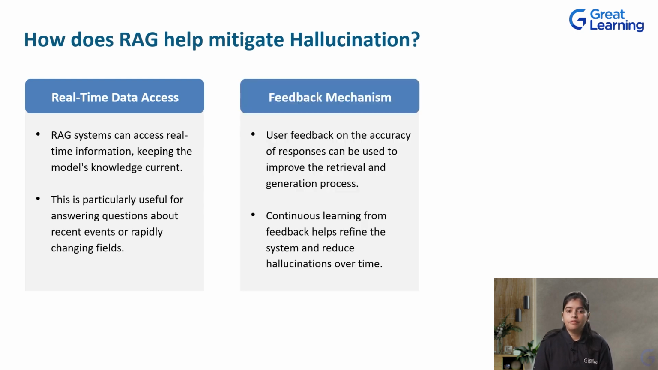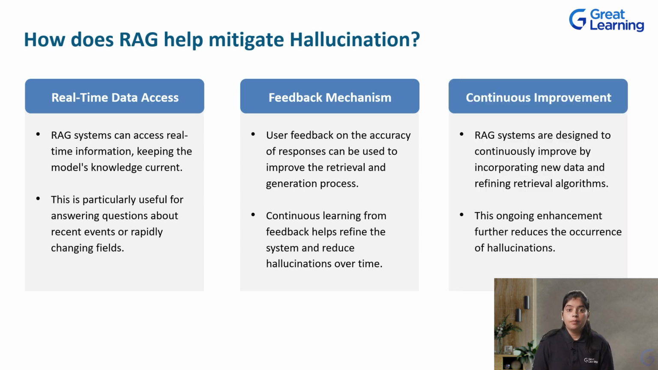Next is the feedback mechanism. User feedback on the accuracy of responses can be used to improve the retrieval and generation process. Continuous learning from the feedback helps refine the system and reduce hallucination over time. So if you continue to learn from the feedback and refine your response, it will automatically reduce the hallucination issue.